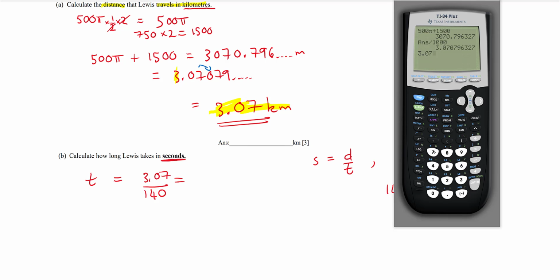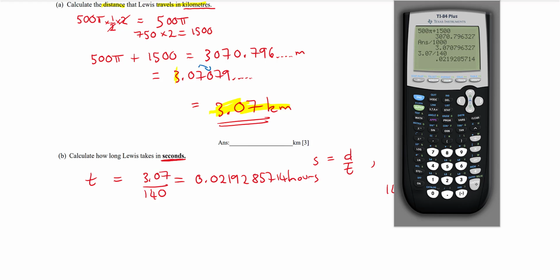You can use the full answer from before if you want. It doesn't really matter. It's probably more accurate doing it with the full number, but it won't matter as we round towards the end, and the main goal here is to get the method correct. Okay, so we have 3.07 divided by 140. So that is equal to 0.0 and then 21928 and so on. And just remember this is in hours, so we can write hours.